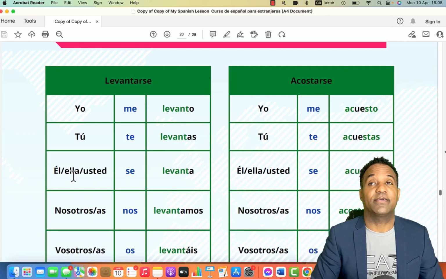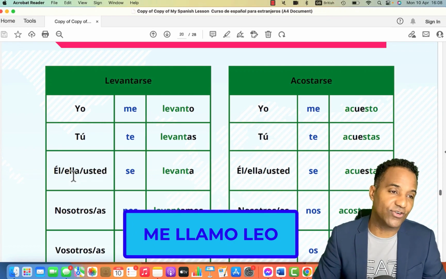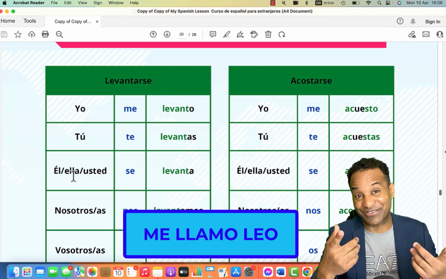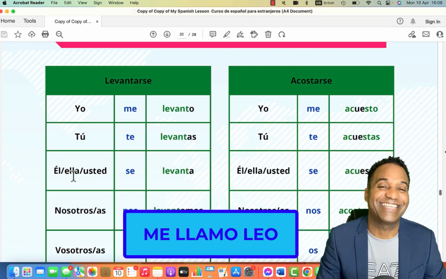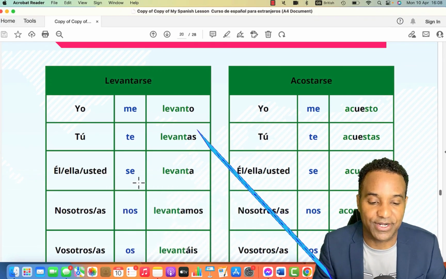That's why, for example, when you say me llamo Leo, you don't say yo me llamo Leo. So llamarse is also a reflexive verb, okay? Yo me llamo or me llamo directly. We omit the personal pronoun.